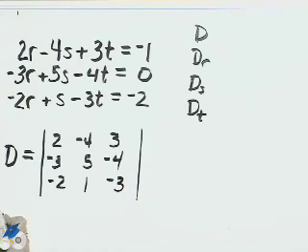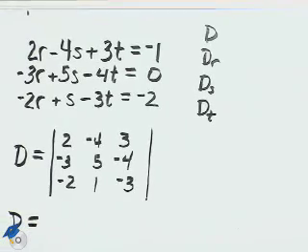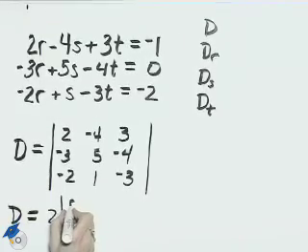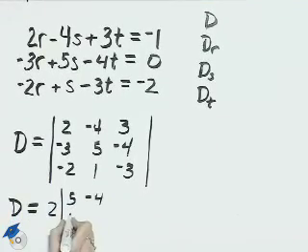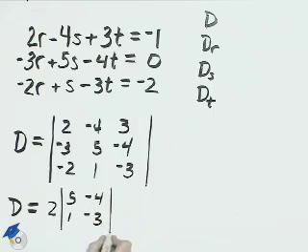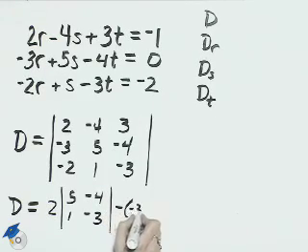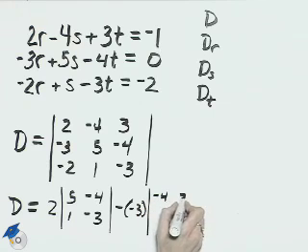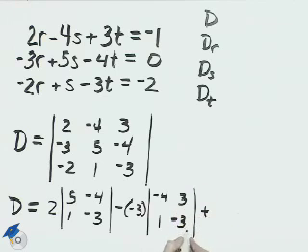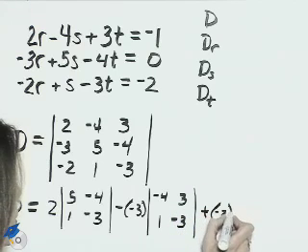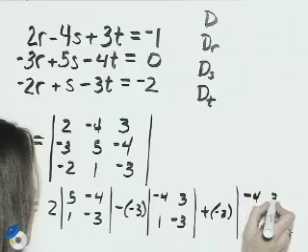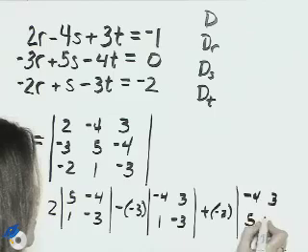Then we need to work with the 2 by 2 systems. We'll take 2 first and multiply it by the determinant 5, -4, 1, -3. Next we'll subtract -3 times the determinant -4, 3, 1, -3. And then we'll add -2 times the determinant -4, 3, 5, -4.